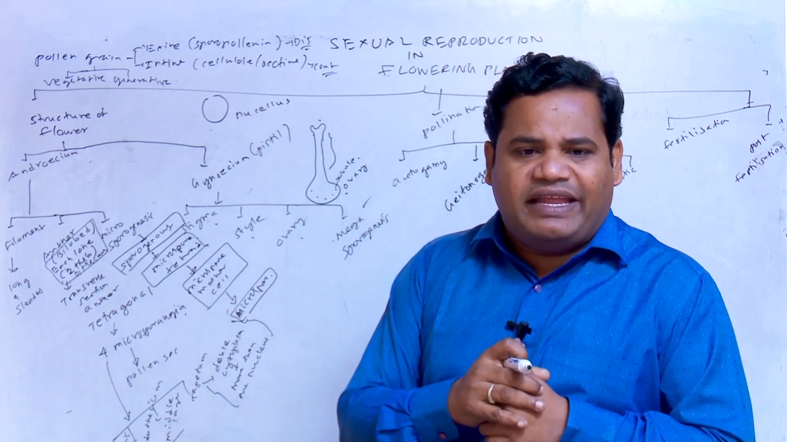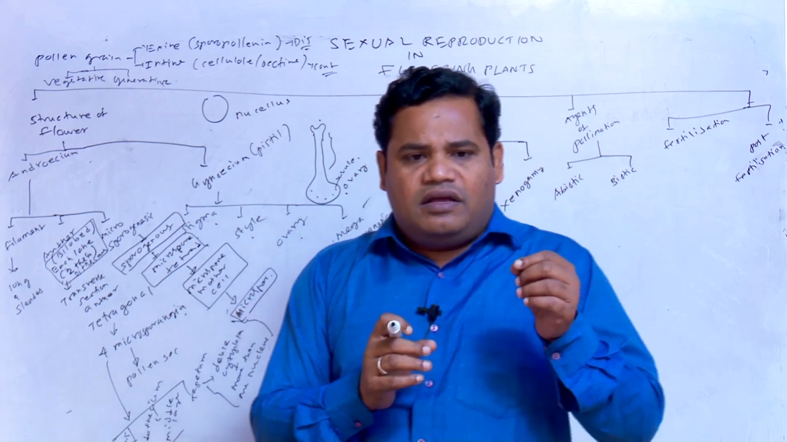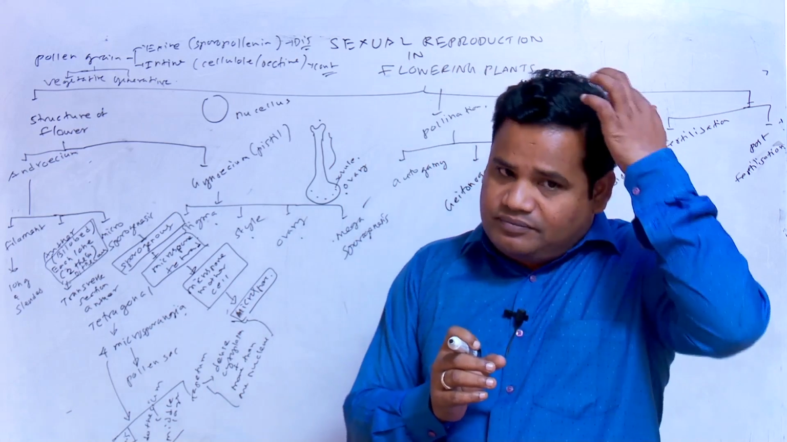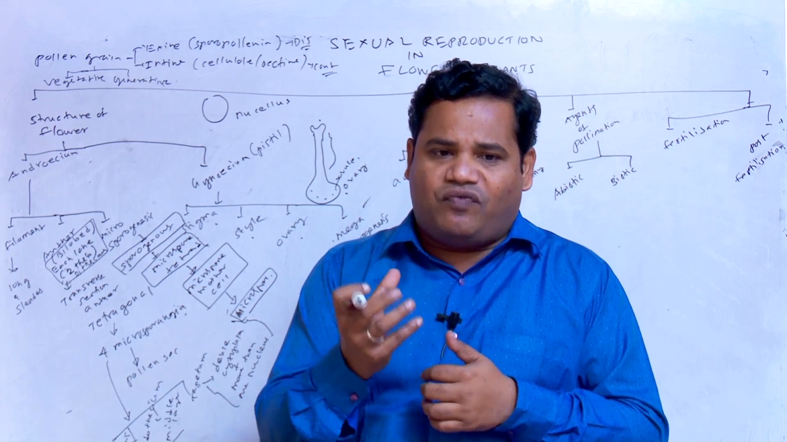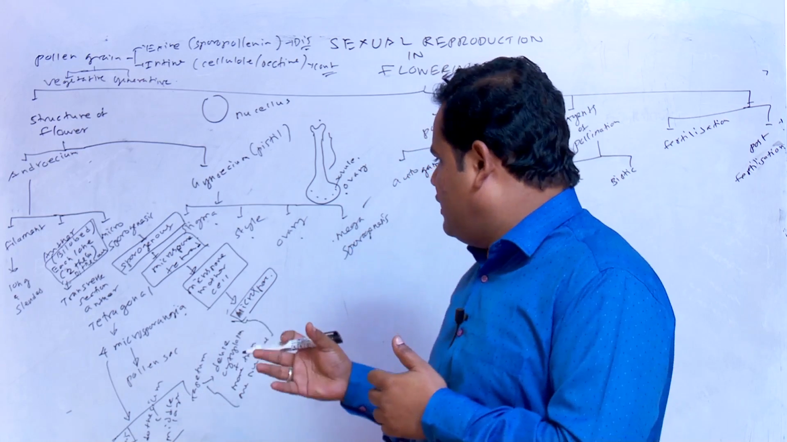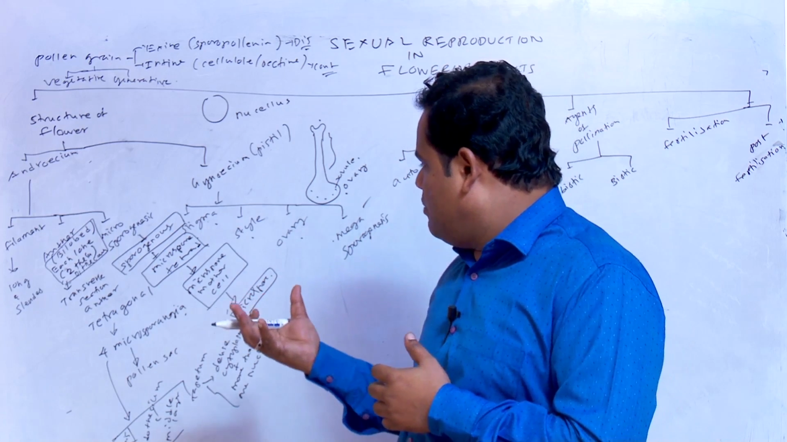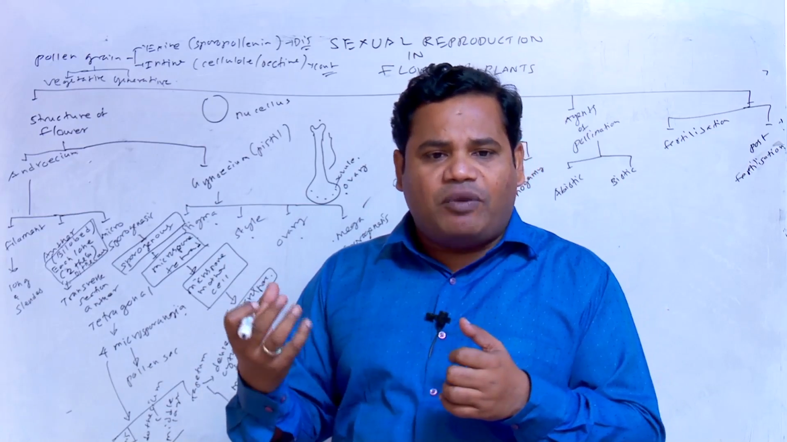It contains reserve food material. Located in the nucellus is the embryo sac. It's the female gametophyte. How do we explain the male gametophyte? The same way here, the female gametophyte.